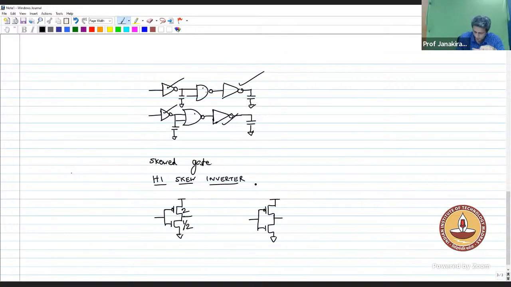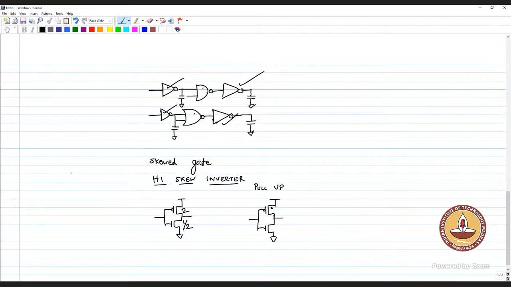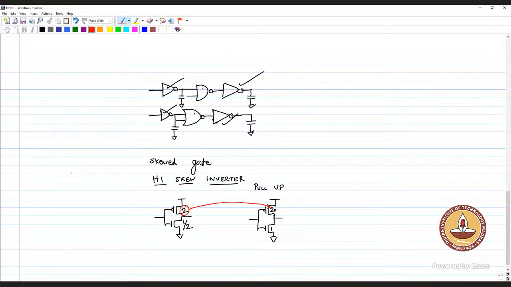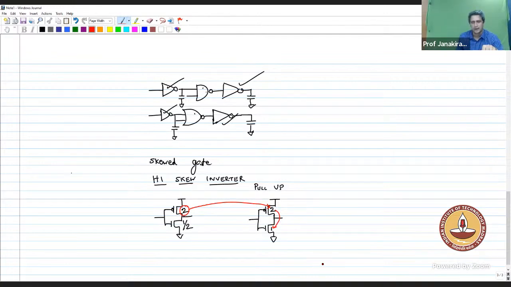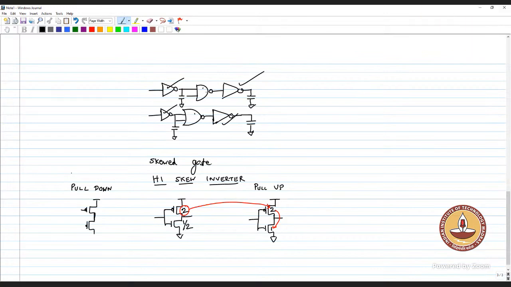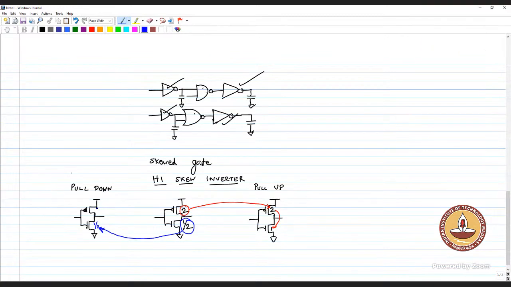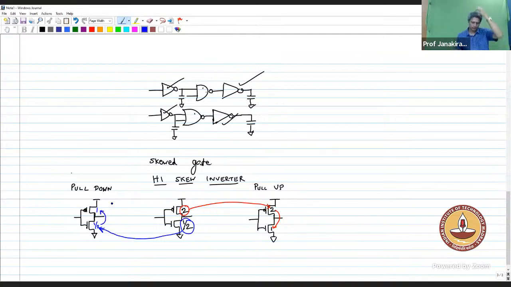Let's say this is for pull up. What are the reference inverter sizes? 2 and 1, correct? What did we do? We took this 2 and retained it as it is, and based on this 2, we made this 1. Now, for pull down, what did we do? We retained the bottom one, this NMOS, as half, and made this PMOS as 1, double. So this is how we arrived at it. Correct?